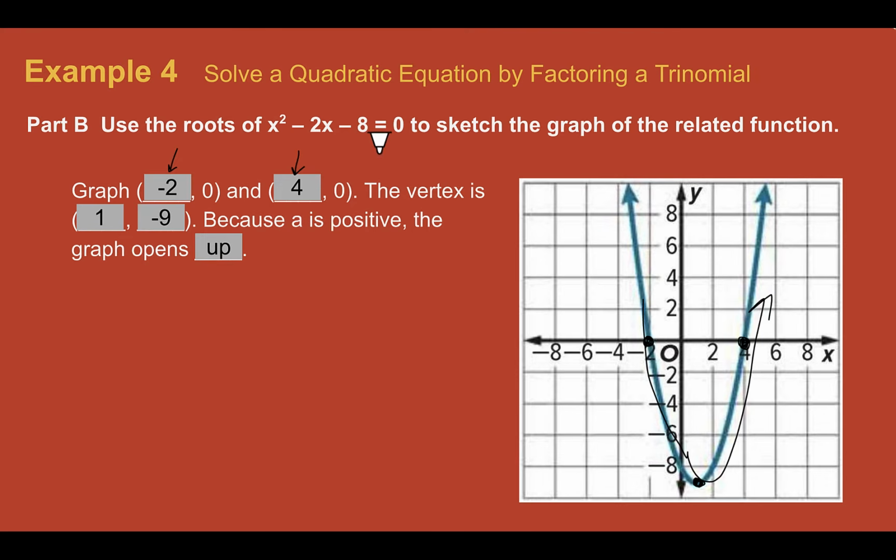And then I could also find some other points, such as our y-intercept right here at -8. And I could also use some symmetry, thinking about where our axis of symmetry is. If that's there, this one would have to be here. And then I have my 5 points to graph my parabola.